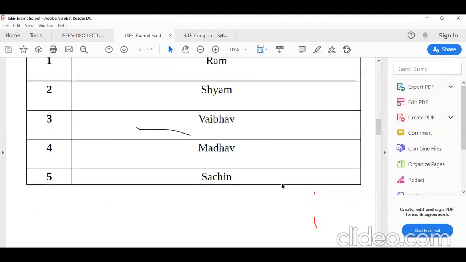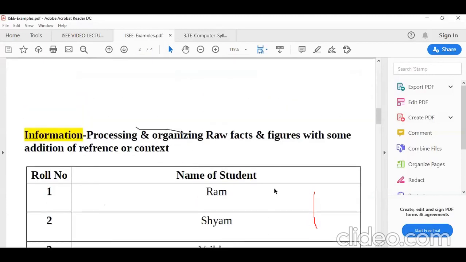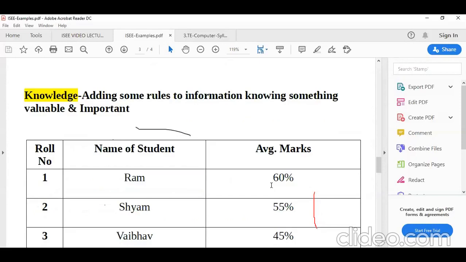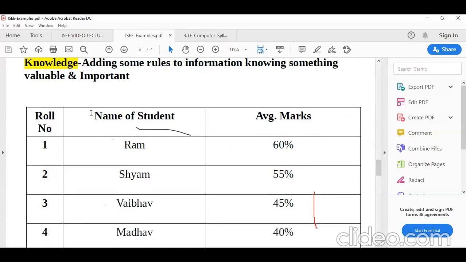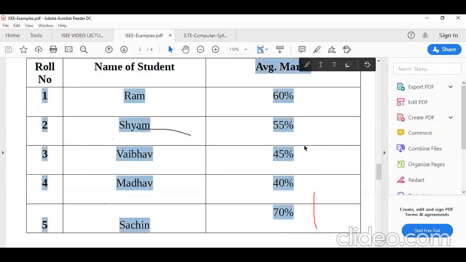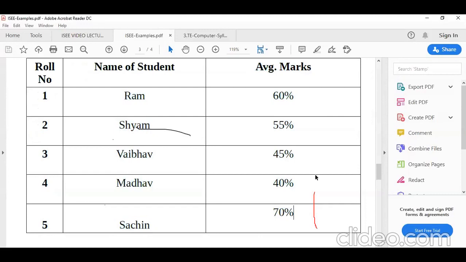Okay, here is the second part, information with the example. Now come to knowledge: adding some rules to the information, knowing something valuable and important from that. I have processed the previous information more. I have added some more reference to that. What have I done? Roll number, name of the student, and I have added one more reference, average marks. Can you see this? Yes sir. And now I apply the rules.